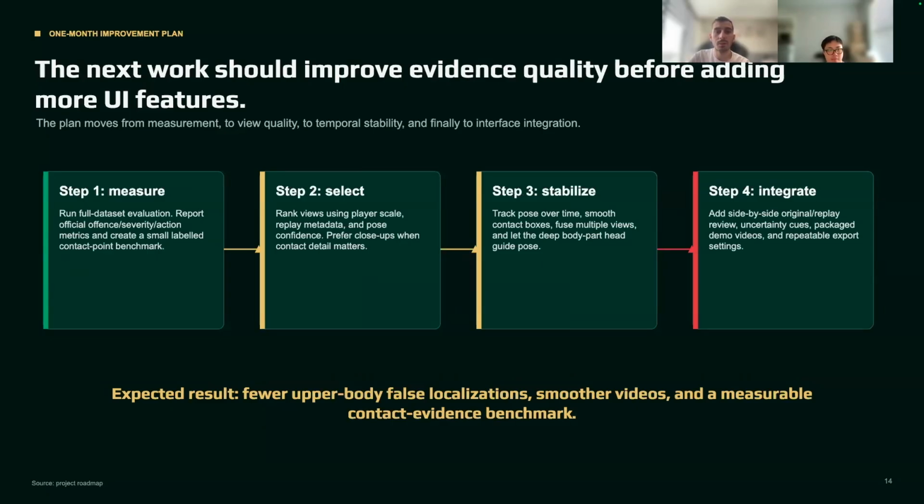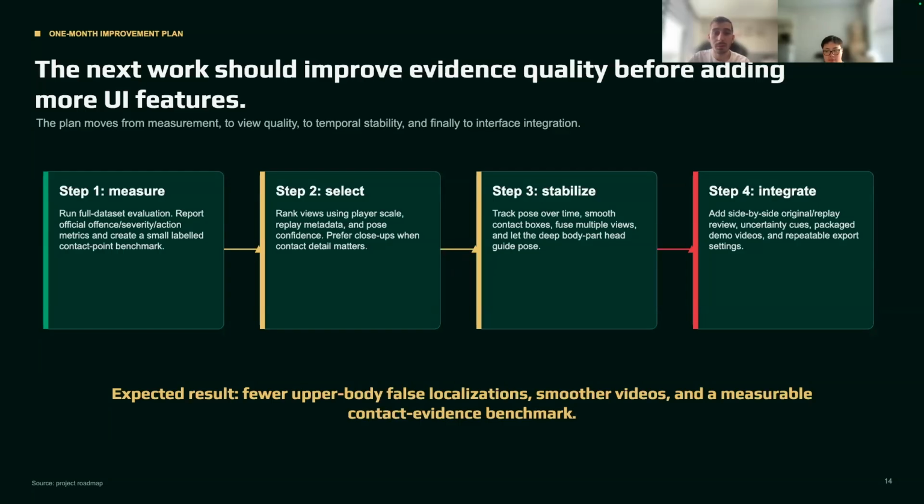So for a future improvement plan, our next work should focus on improving evidence quality before adding more interface features. In the first step, we'd run a full dataset evaluation and report the official SoccerNet offense, severity, and action metrics alongside the body part metrics. We would also label a small contact point benchmark so localization can be measured directly. The second step would improve view selection. The system would rank replays using player scale, pose confidence, replay metadata, and visibility for both players.